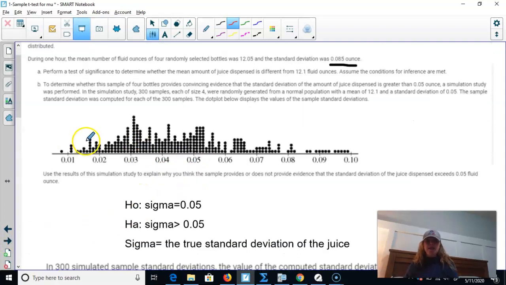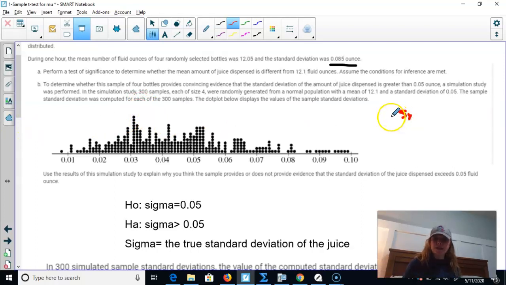In part B, it says, to determine whether the sample of the 4 bottles provides convincing evidence that the standard deviation of the amount of juice dispensed is greater than 0.05, a simulation study was performed. In the simulation study, 300 samples, each of sample size 4, were randomly generated from a normal population with a mean of 12.1 and a standard deviation of 0.05. The sample standard deviation was computed for each of the 300 samples. The top dot plot below displays the values of the sample standard deviations. So each one of these dots represents an sx for that sample size of 4.